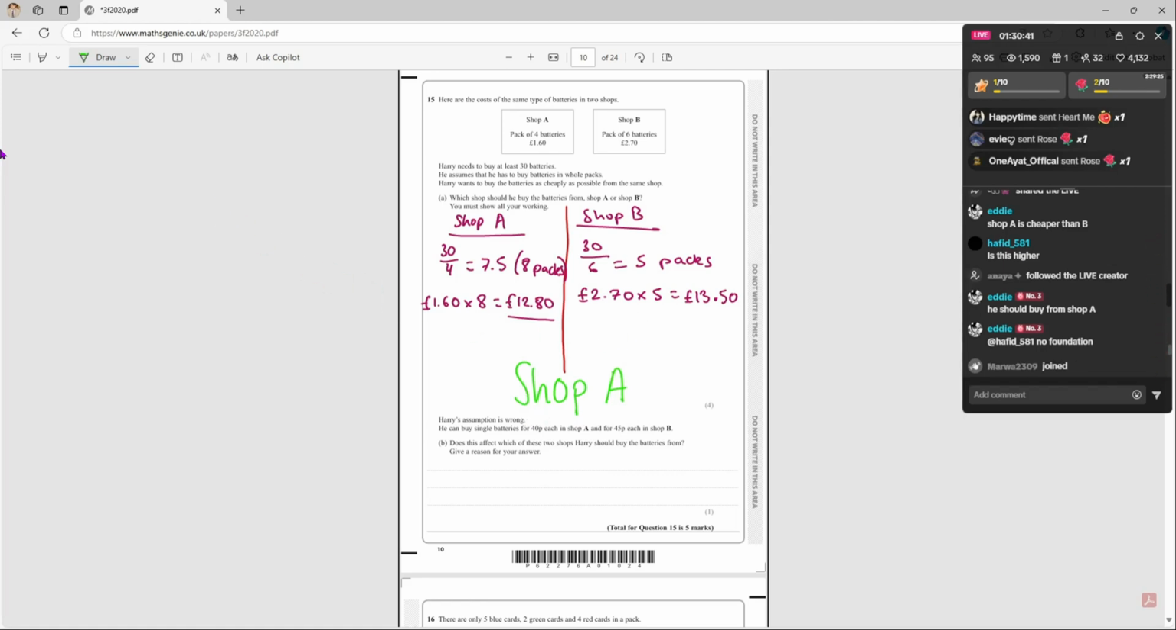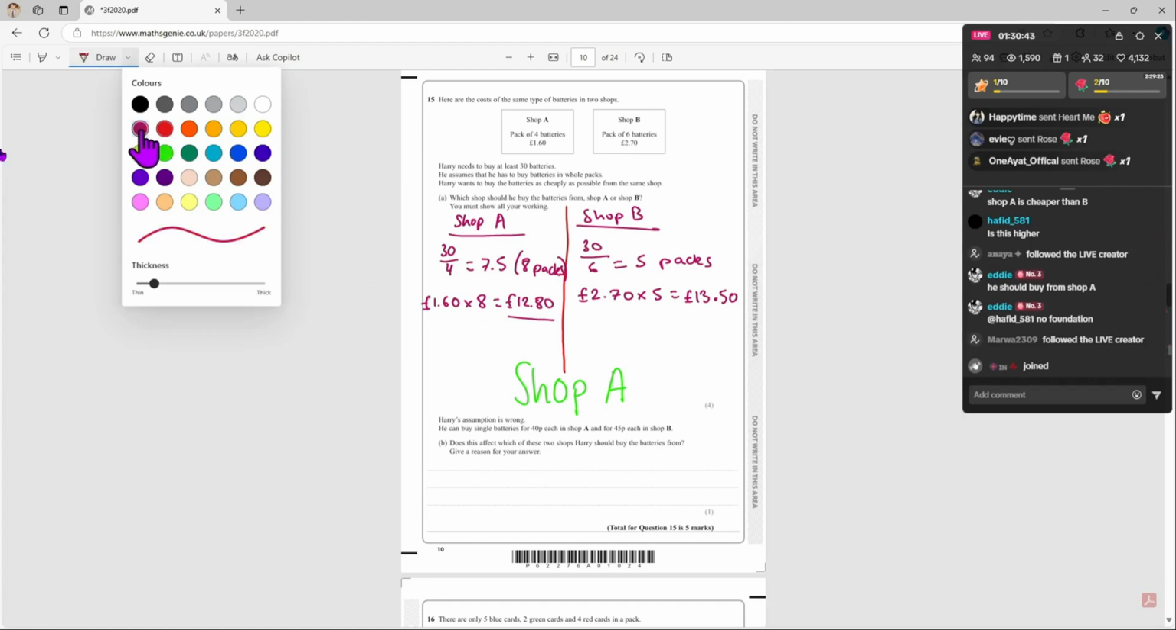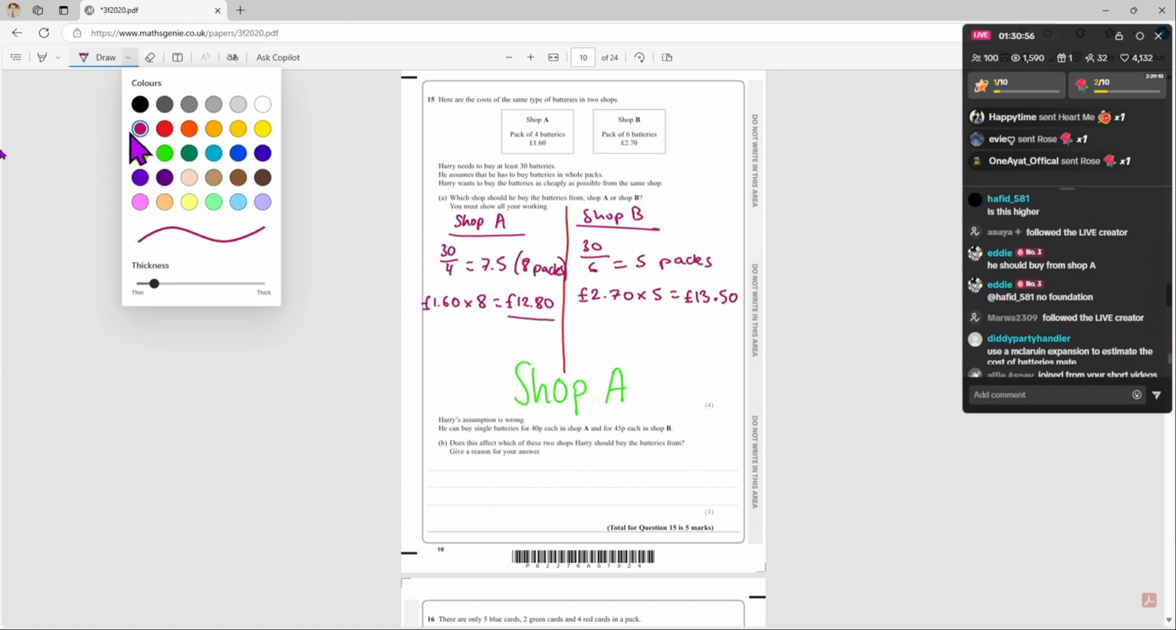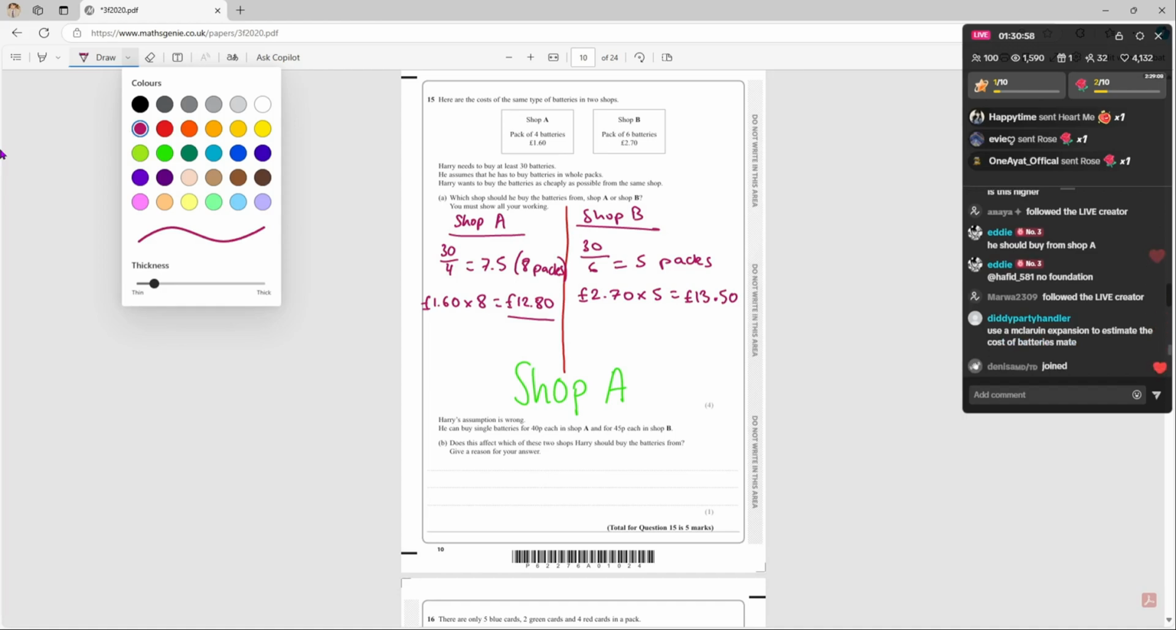And now part B. Harry's assumption is wrong. He can also buy single batteries for 40p each in shop A and for 45p each in shop B. Does this affect which of these two shops Harry should buy batteries from? Does this affect our answer? Does this affect our answer, guys? In the chat, tell me.